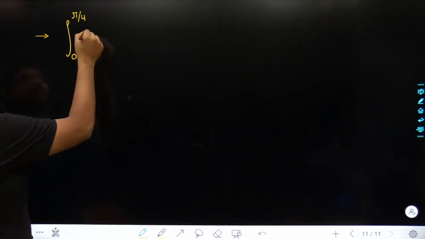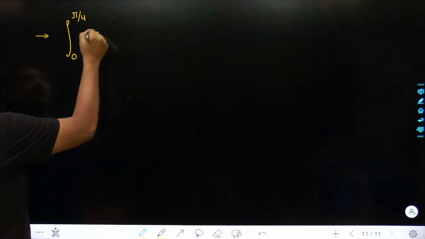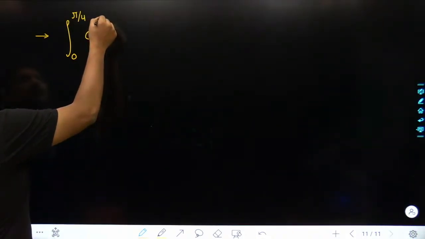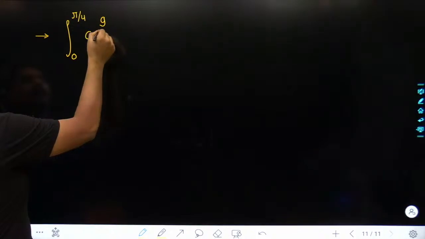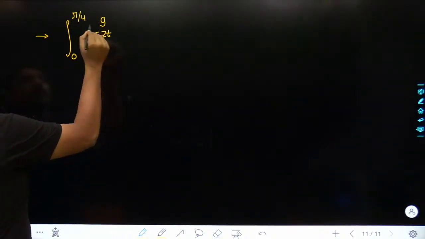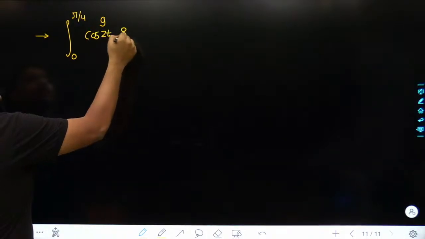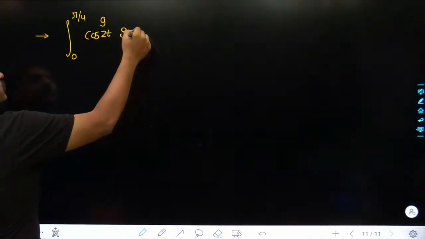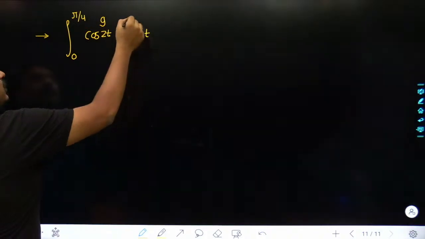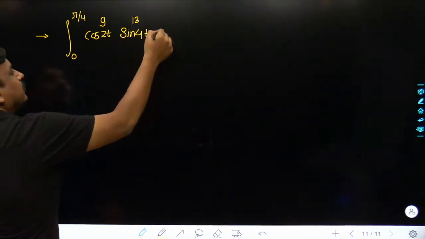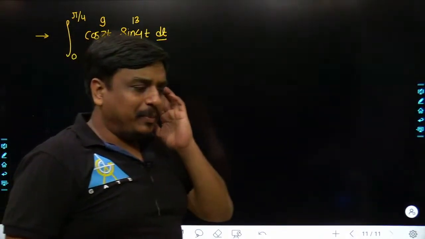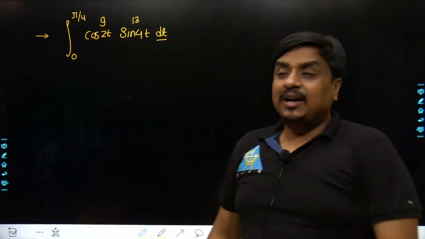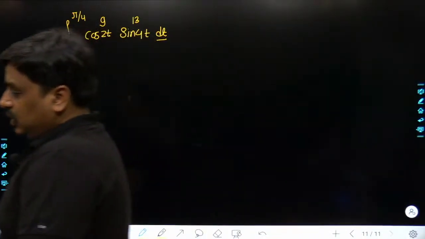So obviously, what would be my next agenda? My next agenda would be keeping cos to the power of 9, cos of 2t, and here it has been sine of 4t, let's take the power as 13, dt. Find the answer in the form of factorial. You need not get the bestmost answer, you need not get the answer in the form of decimal values. Find the answer in terms of factorial. Tell me what would be the worth over here.